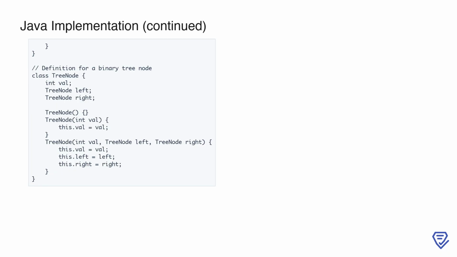Below this, we also define the TreeNode class, which represents the structure of each node in the binary tree. Each TreeNode instance has 3 fields: val to store the node's value, left to point to the left child, and right to point to the right child.